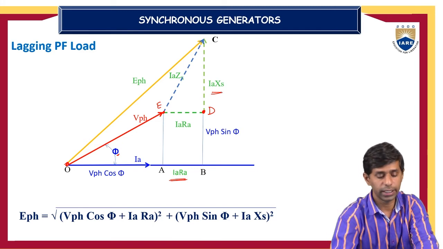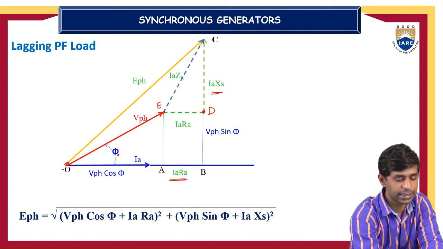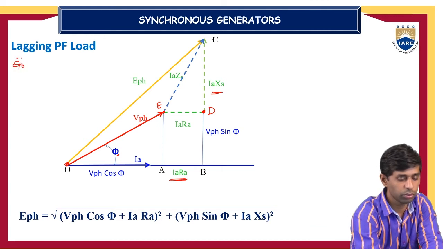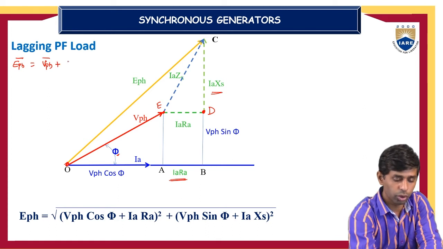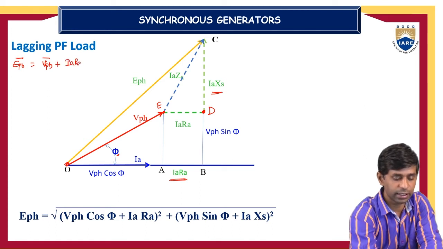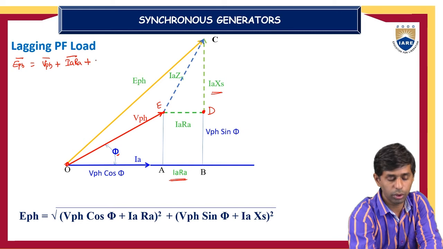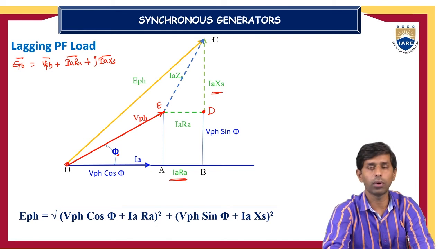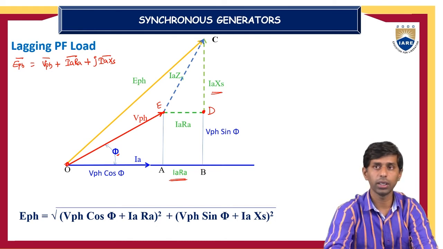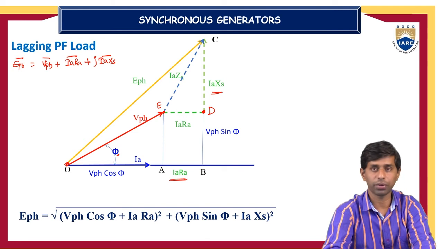Now, the induced EMF E phase vector is equal to V phase vector plus the drop due to armature resistance, that is IARA, plus the drop due to synchronous reactance, IAXS vector. The sum of these three vectors is equal to the induced EMF of the alternator under lagging power factor loading condition.